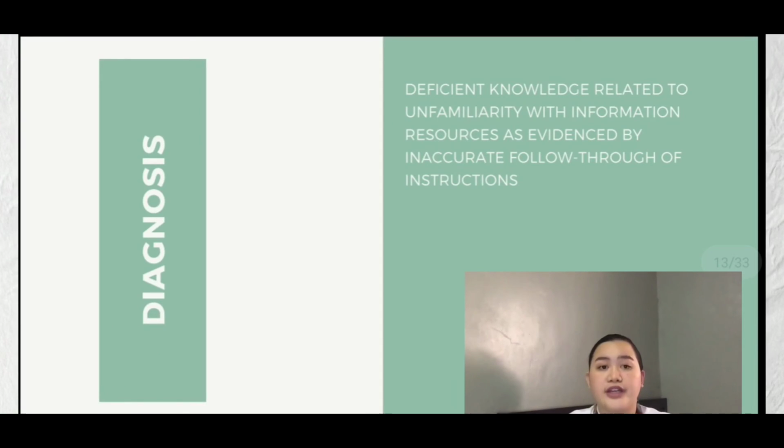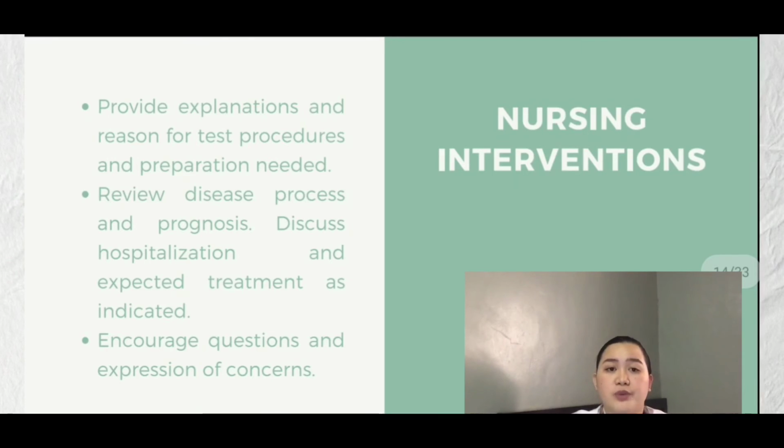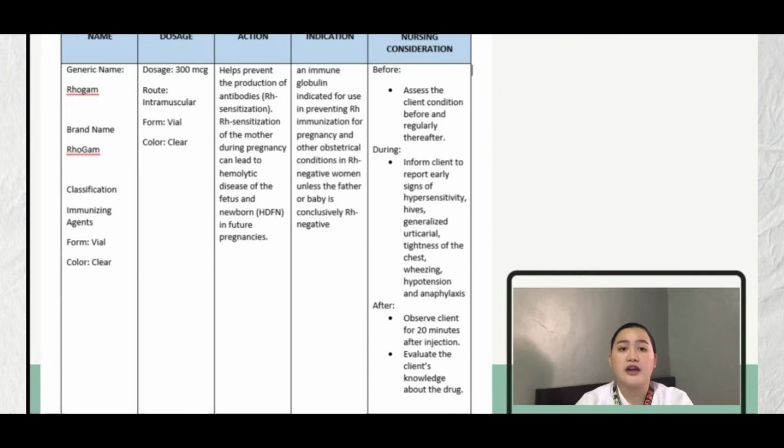We have here the nursing diagnosis: deficient knowledge related to unfamiliarity with information resources, as evidenced by inaccurate follow-through of the instructions. For the nursing intervention, we have to provide explanation and reason for test procedures and preparation needed, review disease process and prognosis, discuss hospitalization and expected treatment as indicated, and also encourage questions and expressions of concerns. The drug RhoGAM.